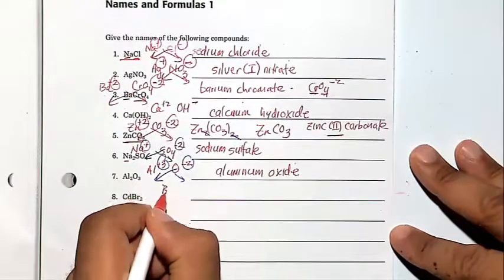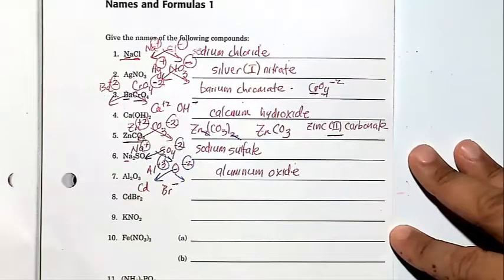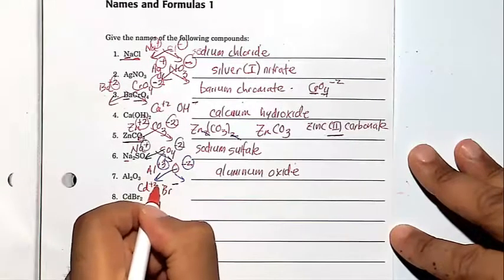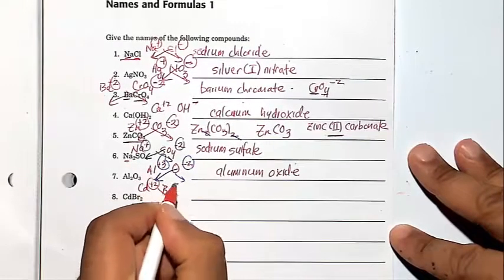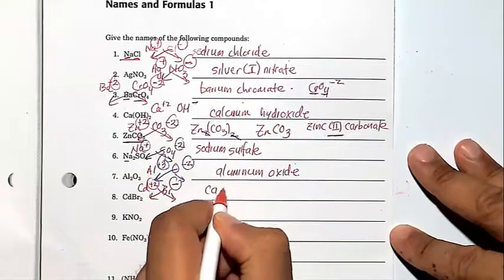Bromine. Bromine likes to be minus. Cd. So what charge will Cd be? Okay, it's the switcheroo, so this is going to be +2. That +2 will go here. That minus will go here. This is cadmium bromide.